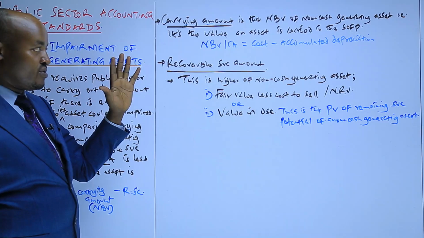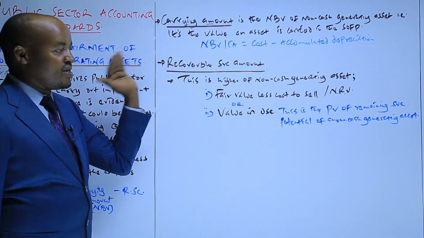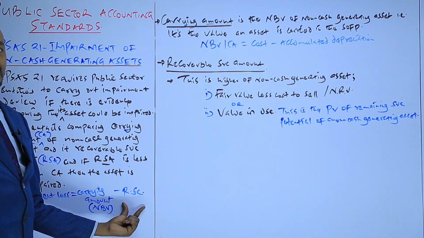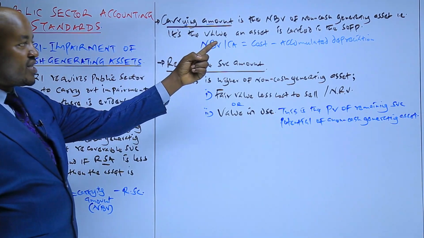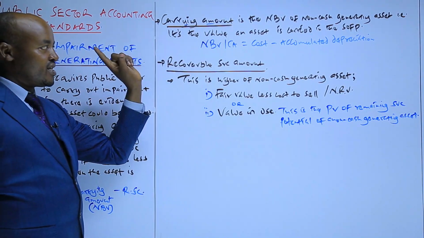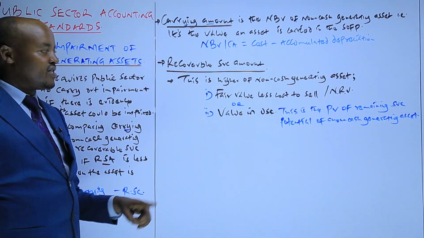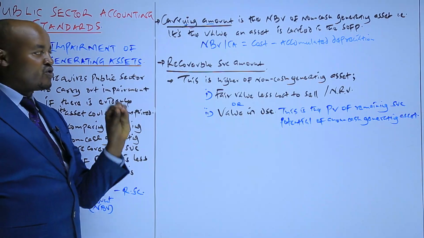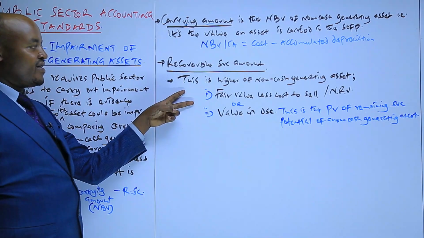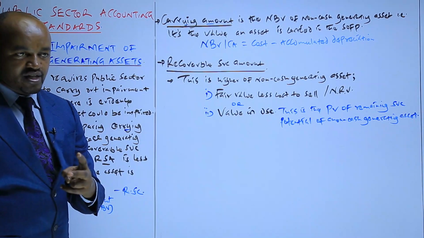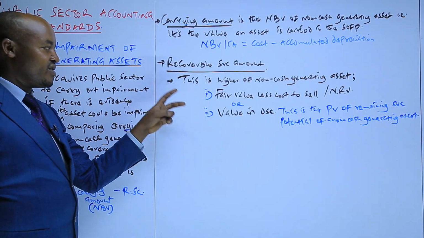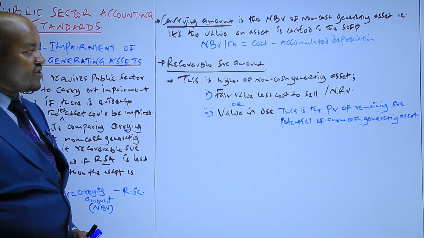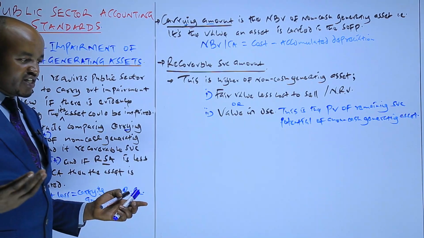But equally, it is important for you to know how we determine these two values which you are comparing here, the carrying amount and the recoverable service amount. Carrying amount is the same as the net book value of a non-cash generating asset, which is equal to the cost minus accumulated depreciation. And how do you determine the recoverable service amount? You take the higher of two values, the fair value less cost to sell or net realizable value, and the value in use. Value in use is the present value of the remaining service potential of a non-cash generating asset.